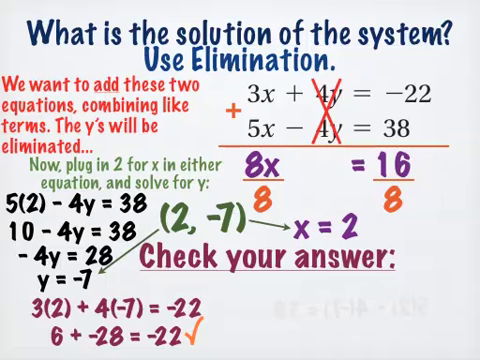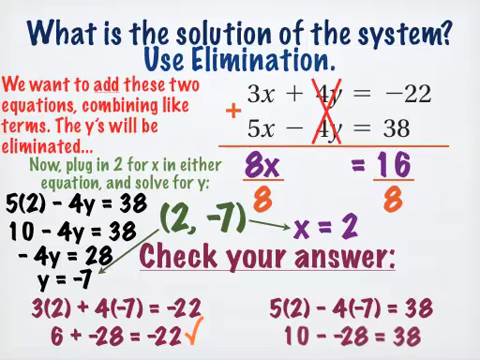To check the second equation, we're going to plug in and put 5 times 2 minus 4 times negative 7 equals 38. 5 times 2 is 10. You could have thought of that as negative 4 times negative 7 and gotten a positive 28. I went ahead and left it as minus 4 times negative 7, which is negative 28. But notice we're subtracting a negative, which is the same as adding a positive. So 10 plus 28 is 38.